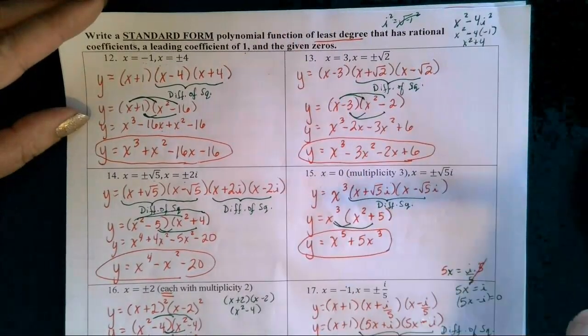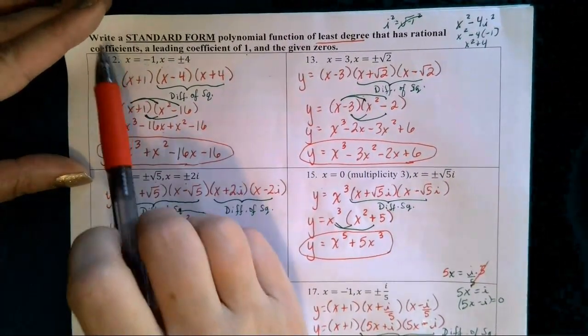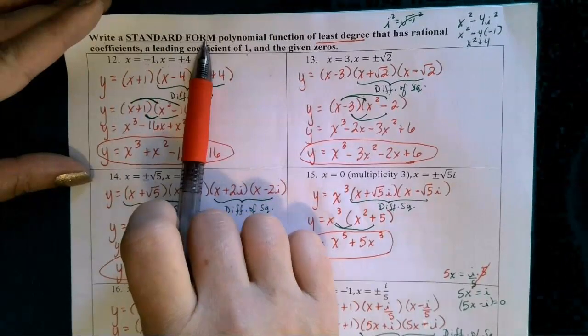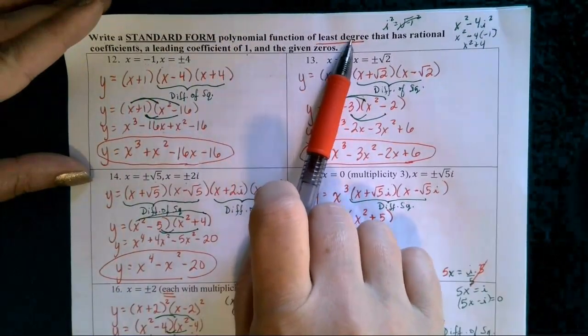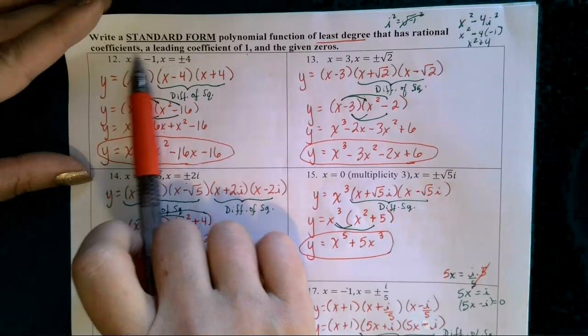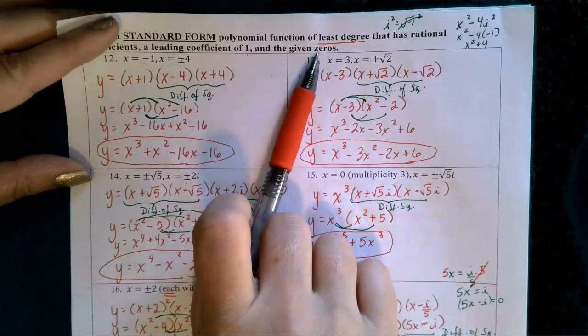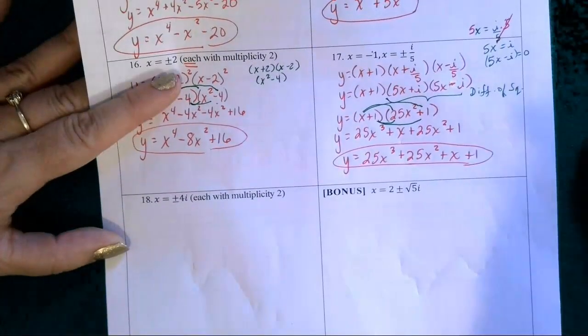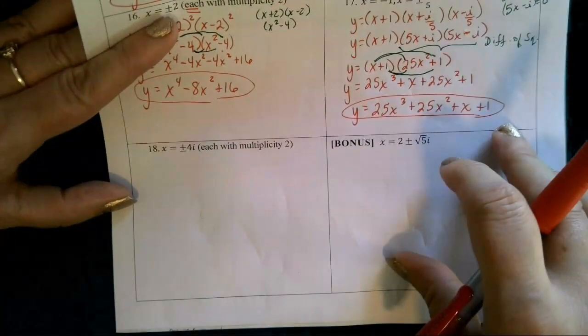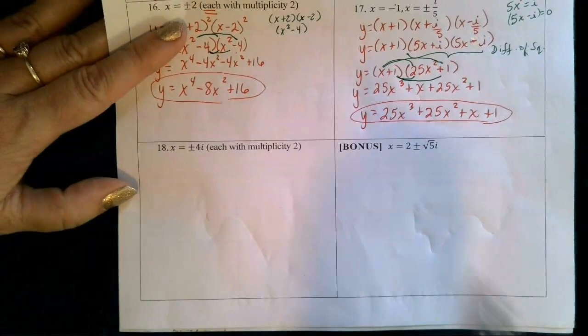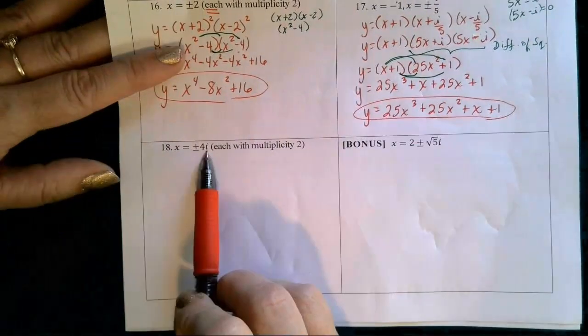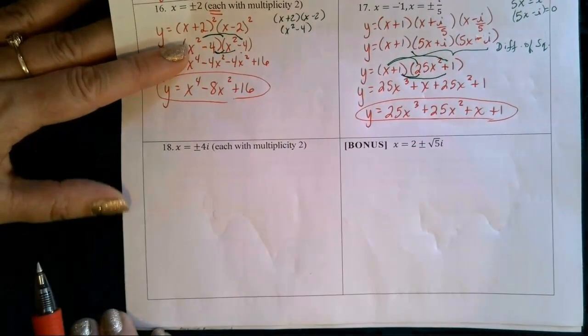Okay, so this is our last video for the practice worksheet. We're writing equations in standard form for polynomials of least degree with rational coefficients, leading coefficient of 1, and the given zeros. And we're all the way down here now at number 18. And x is equal to plus or minus 4i, each with multiplicity of 2.